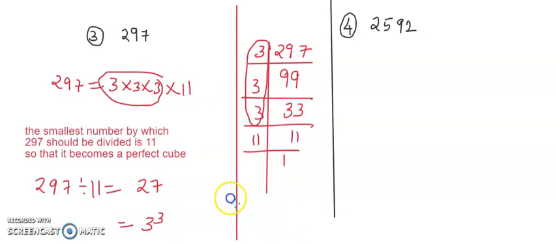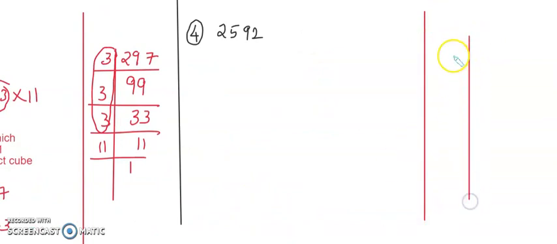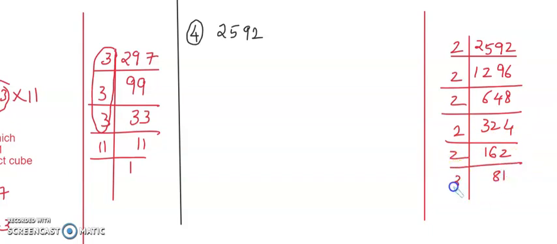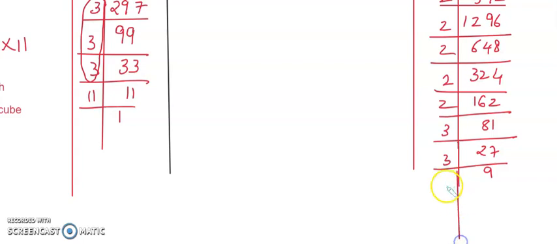Okay. Let's do the next one. So I have 2592. 2s are 1296, again 2s are 648, 2s are 324, 2s are 162, 2s are 81. Then 3s are 27, then 3s are 9, and 3 3s are 3. Okay, 3, 3, 3, 1.